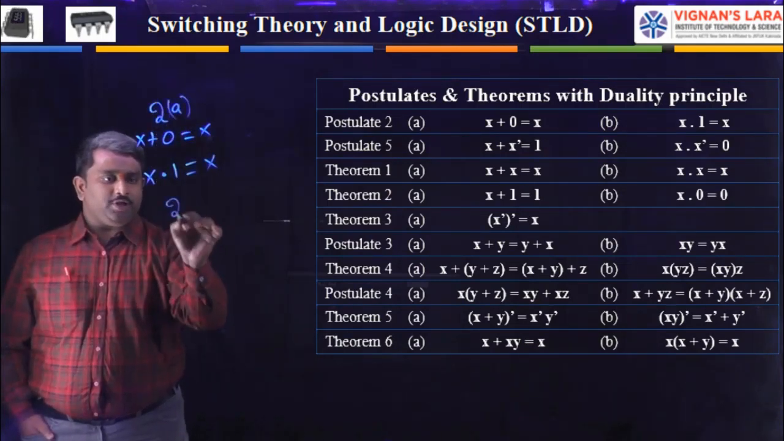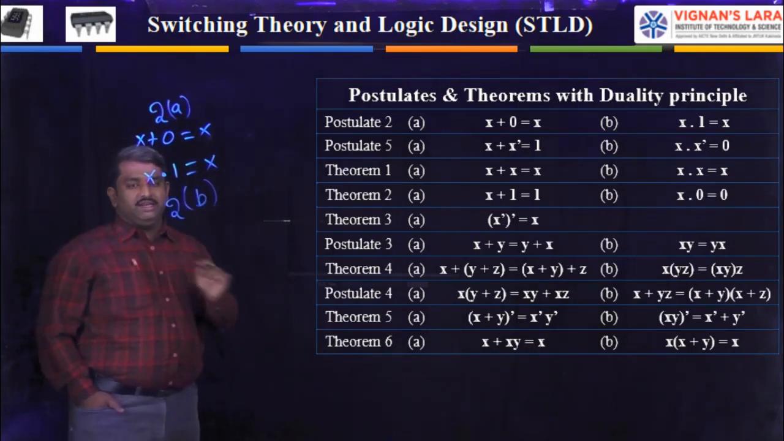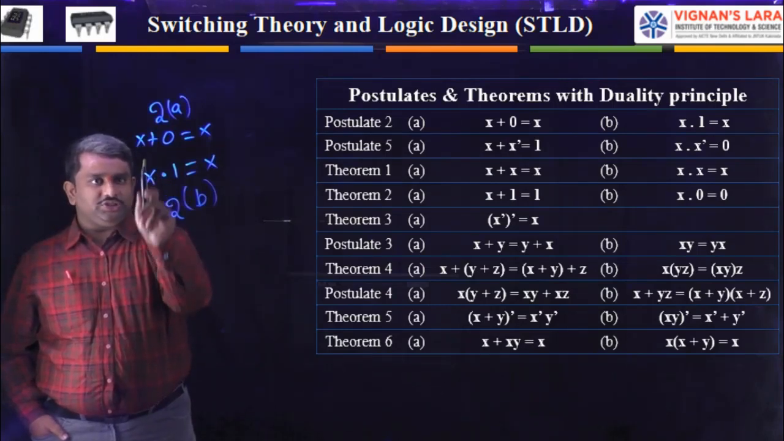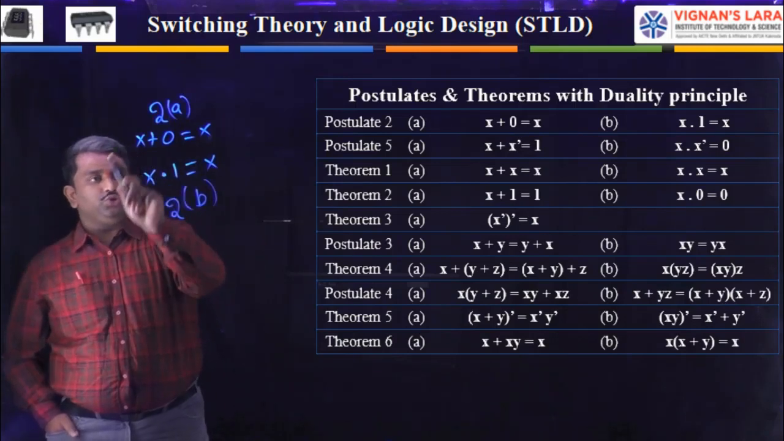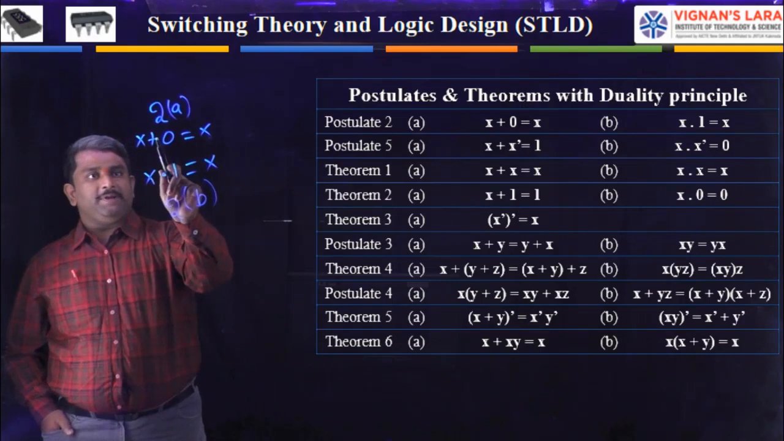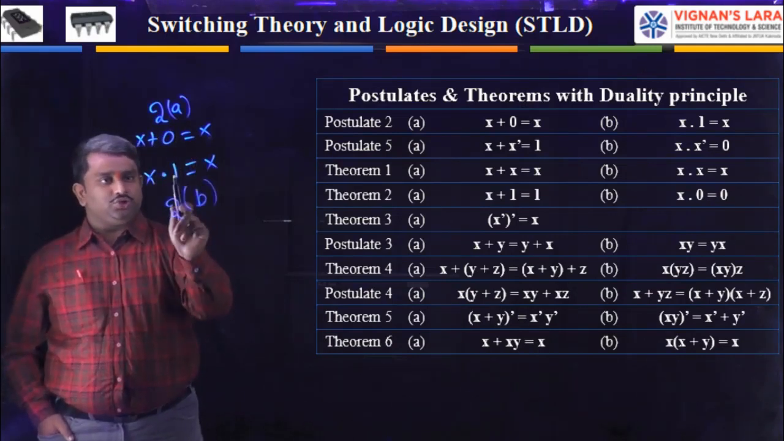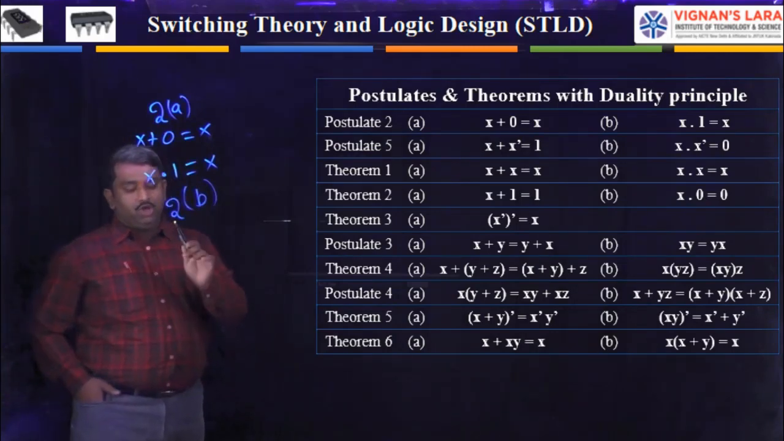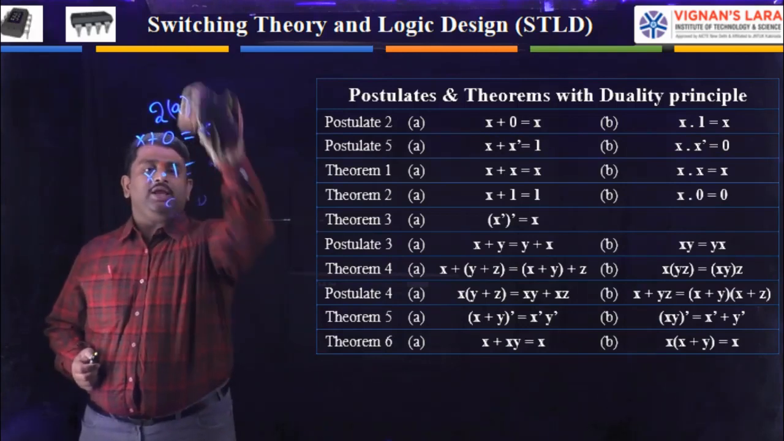This is the property of 2b, postulate 2a, 2b. So this is the relation between 2a and 2b. The variable x may be before the duality or after the duality, there is no change in the x variable. The plus operation changes to dot, dot operation changes to plus. Next, 0 changes to 1, 1 changes to 0. So these are the changes we have to observe in this duality operation.